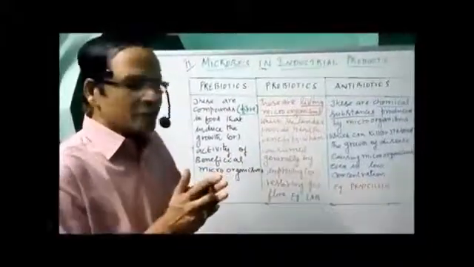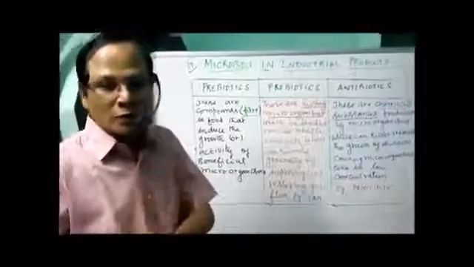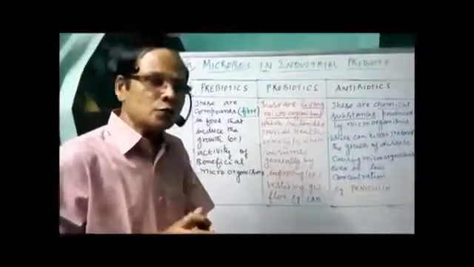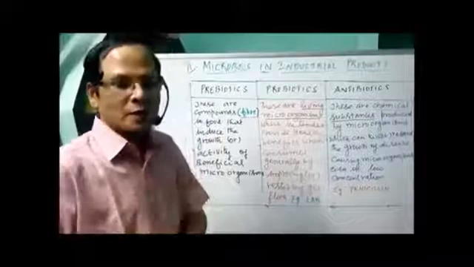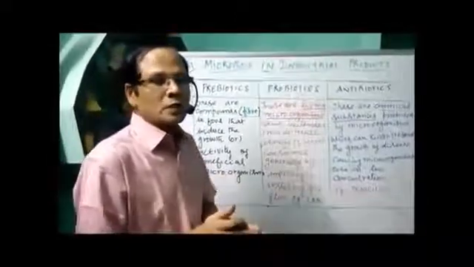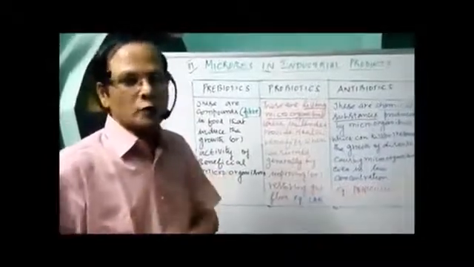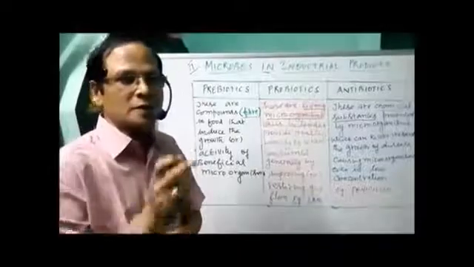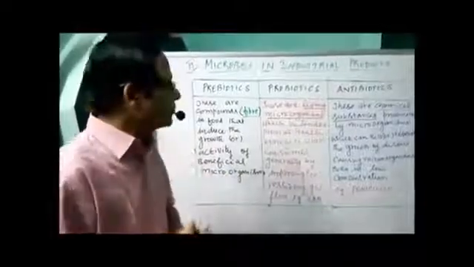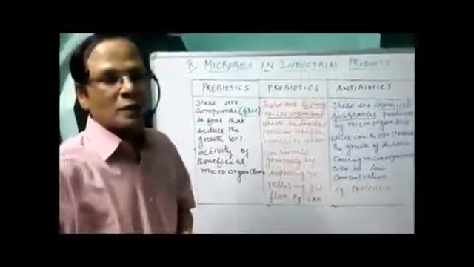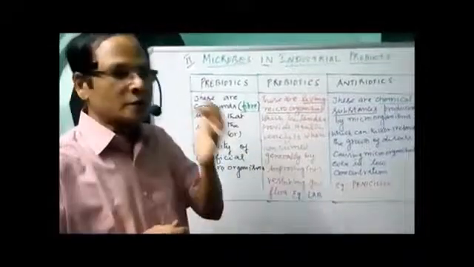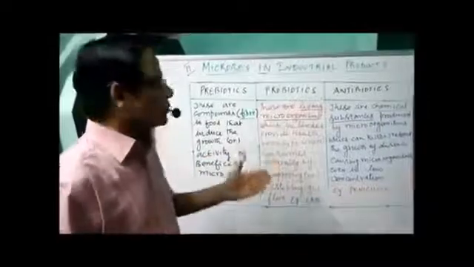So antibiotics are substances produced by some microorganisms which are harmful to other microorganisms. They are either killing the microorganisms or inhibiting or retarding their growth. These are the two ways they do their work, either killing or inhibiting the growth, thereby preventing their growth inside the body and preventing their effect of producing the disease. That's about the discrimination between these three: prebiotics, probiotics and antibiotics.